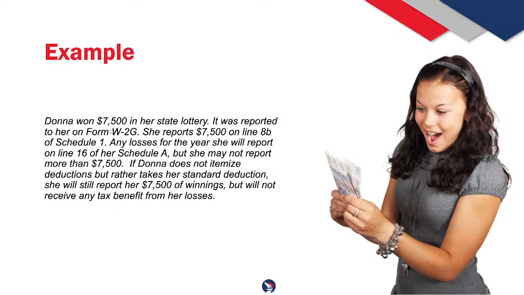So Donna won $7,500 from her state lottery. It was reported on her W-2G. She reports $7,500 on line 8B of Schedule 1. Any losses that she has for the year, she reports on line 16 of her Schedule A, but she may not report more than $7,500 in losses.